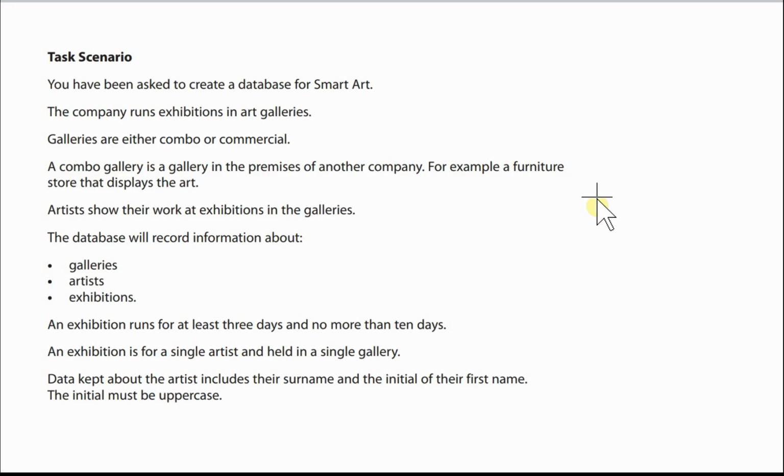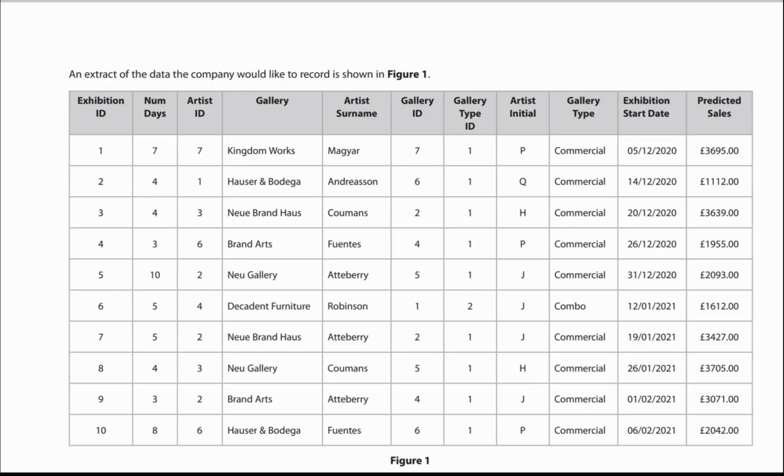We've also got some initial information regarding the relationships. So for example, it says artists show their work at exhibitions in galleries. And we know that an exhibition is for a single artist held in a single gallery. So here we have the data. Let's just have a quick look.